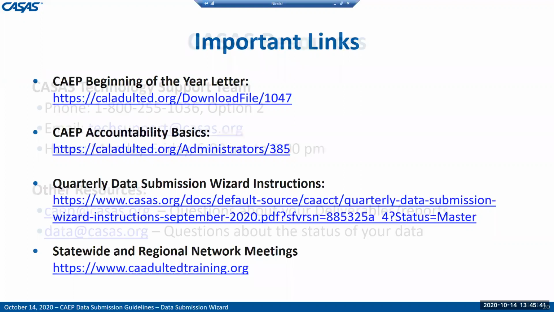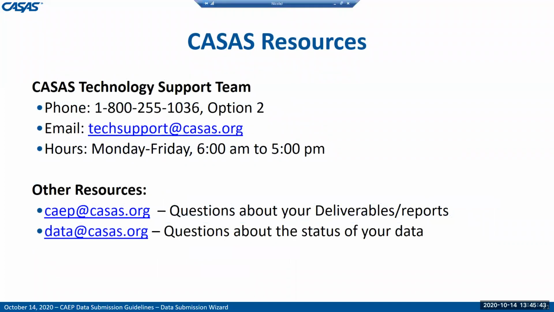Thank you. Now we have our CASAS resources. So our tech support team is always available. We have their email here. And then we have caep@casas.org. That's if you have any questions about your deliverables or data. And then you can always email data@casas.org. You're pretty much going to hit the same people at either one of those emails. So you can choose which one you want to email.